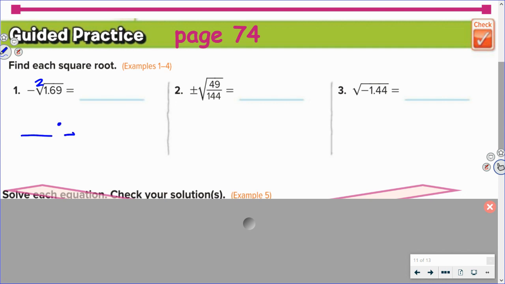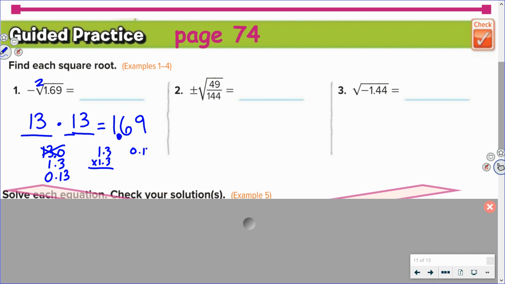What number times itself? Let's act like the decimal's not there. Now, that's an odd number, and it just so happens that I know 13 times 13. But here's the deal. There is a decimal there, which means 13 times 13 is way too big. So let's try two other possibilities. Let's try 1 3/10 times itself. Let's try 13 hundredths times itself.